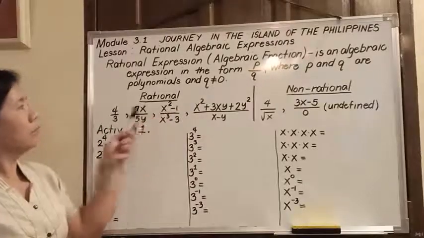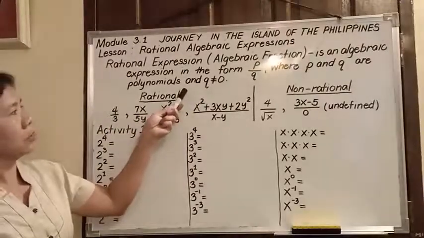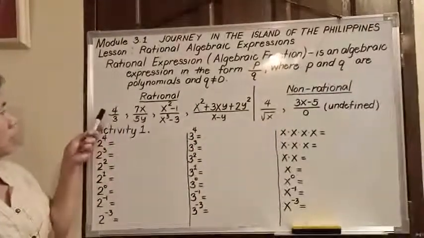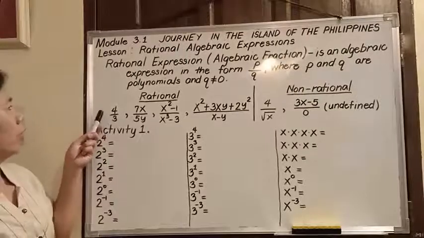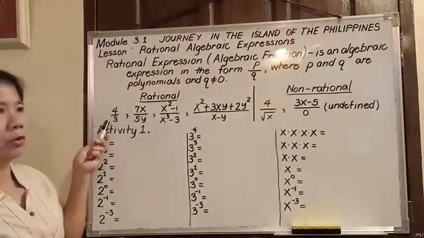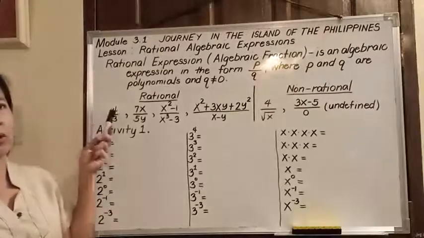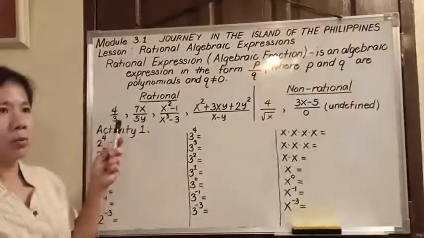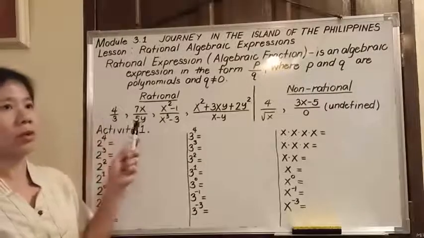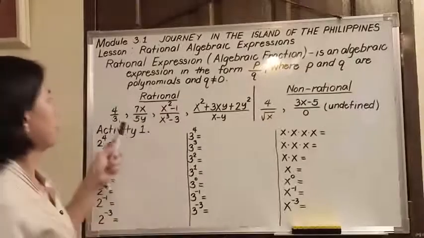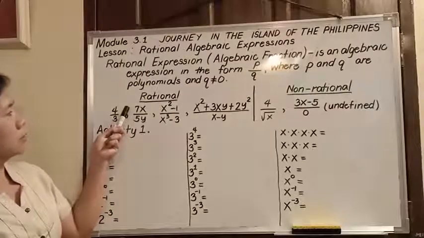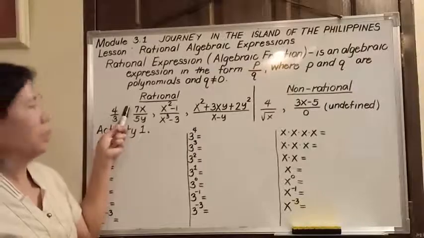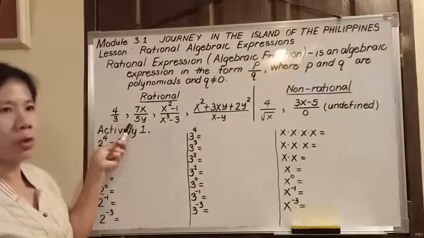So, we have these examples under rational expressions and examples for non-rational expressions. Let us start with 4 over 3. 4 and 3 are positive numbers, and these are also considered polynomials. So, both 4 and 3 are polynomials. These are constants or considered as monomial. Next, 7x, numerator, denominator is 5y. 7x is a monomial over 5y, which is also a monomial.